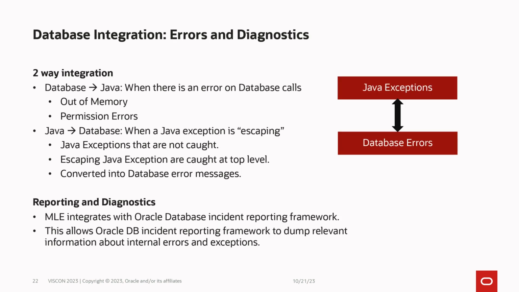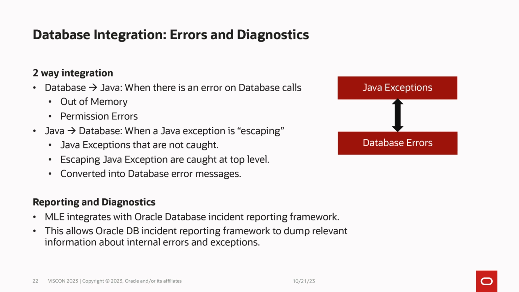And last but not the least, errors and diagnostics. How do you report errors? So we have this two-language model right now. MLE is implemented in Java, and then Oracle Database is implemented in C. Let's say there is an exception, there is some error message on the database side. Let's say MLE wanted to allocate some memory, and the database said, oh, I cannot, I'm running out of memory, or there is some permission error, and so on. Now, how do you convert these error messages into Java exceptions? That is also something that is very important.